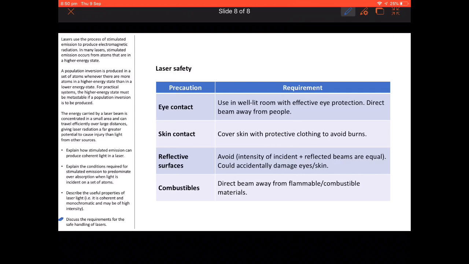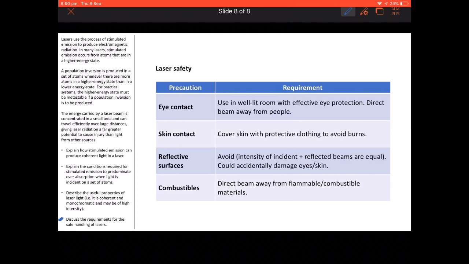Avoiding skin contact is another precaution, and you can reduce the likelihood of this by covering your skin with protective clothing to avoid any potential burns. Avoiding reflective surfaces is another precaution. Because the intensity of incident and reflected beams are equal, if you're shining a laser onto a reflective surface, you have less of an intuitive idea of where that laser beam is going to be reflected. So avoiding reflective surfaces will prevent accidentally hitting someone in the eyes or on the skin.